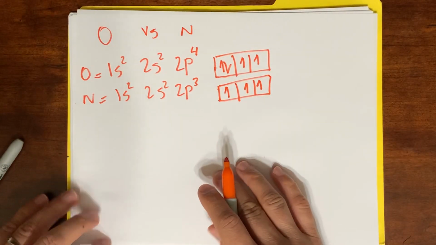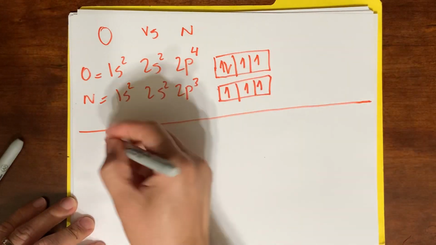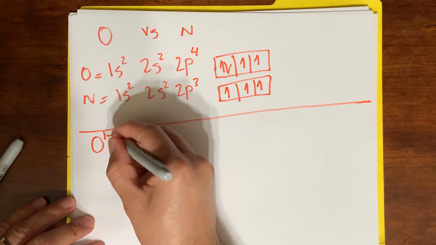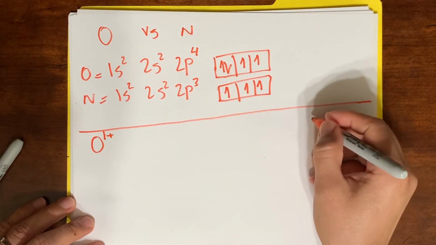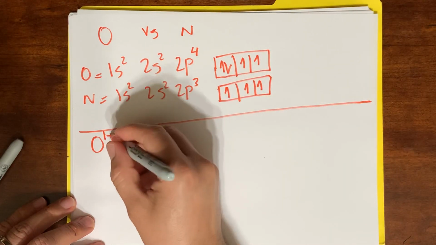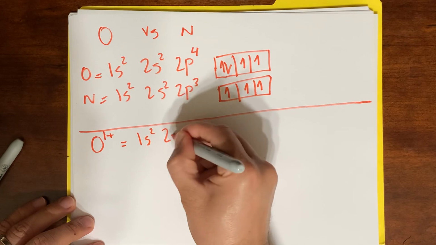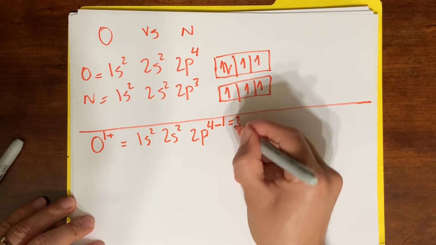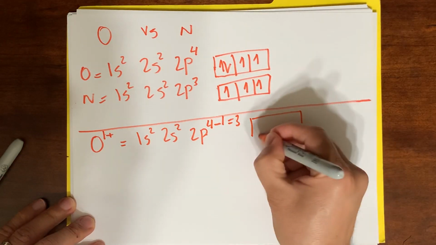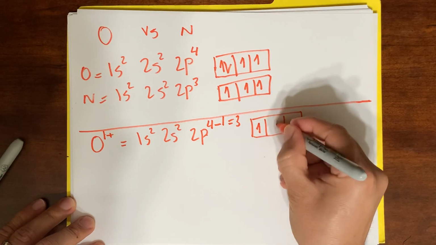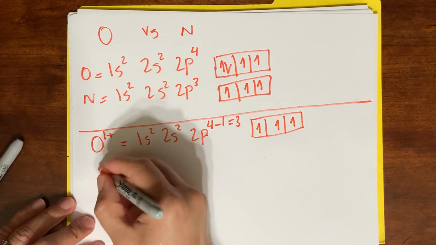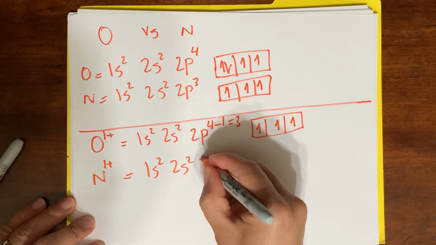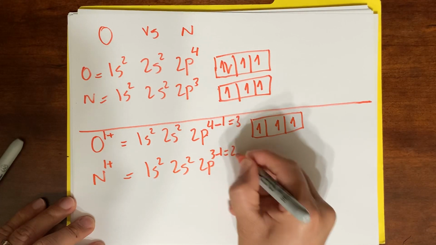Let's take 1 electron from each. We go to oxygen. If we take 1 electron from it, we want to generate O plus. So it will be 1s2, 2s2, 2p, 4 minus 1, it will be 3. So the last orbital will have 3 electrons. And nitrogen, if you take 1 electron from it, it will be 1s2, 2s2, 2p, 3 minus 1, 2.